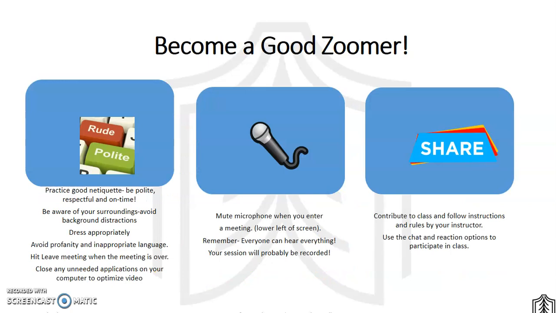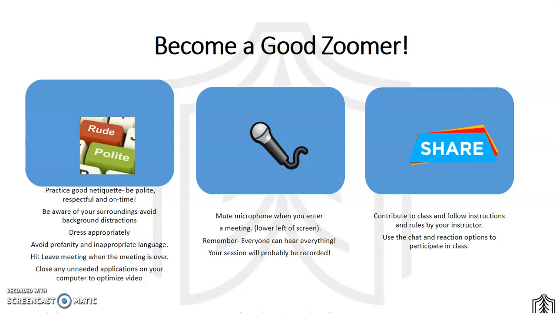Tips on becoming a good Zoomer. Practice good netiquette, which is internet etiquette. You want to be polite, respectful, and on time for your class. You need to be aware of your surroundings. Avoid background distractions. So be mindful where you're sitting. Whatever's in the background, others can see it. So you might want to put a blanket, a green screen, a tablecloth, something plain so it will not be a distraction to the class.